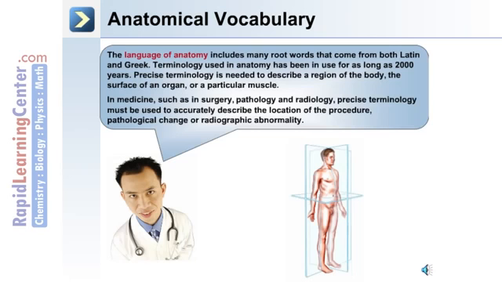Anatomical vocabulary, the language of anatomy. This includes many root words that come from both Latin and Greek from as long as 2,000 years ago. Precise terminology is needed to describe a region of the body, the surface of an organ, or a particular muscle. In medicine, such as surgery, pathology, and radiology, precise terminology must be used to accurately describe the location of the procedure, for example, a change in pathology, or a radiographic abnormality.